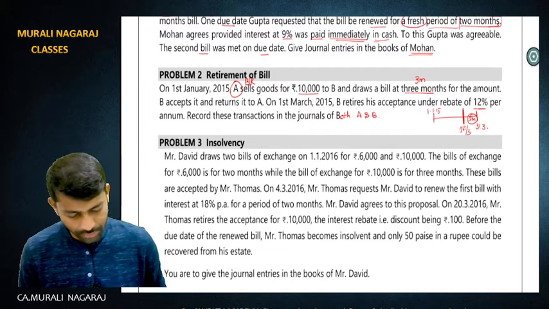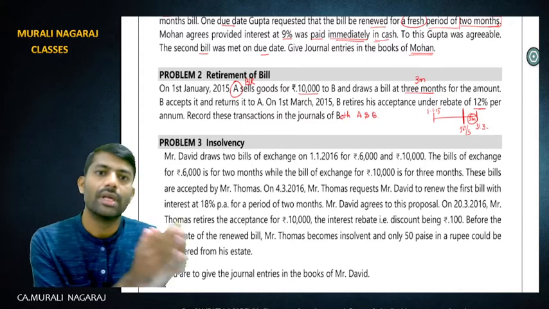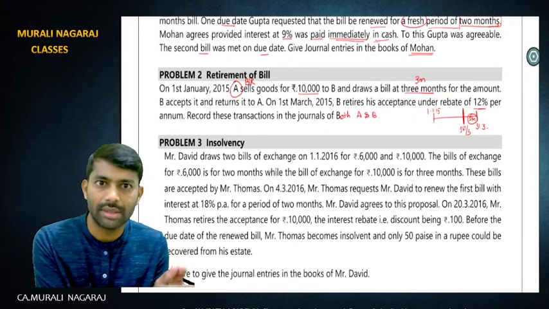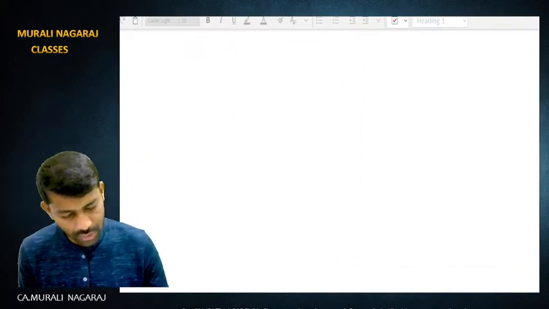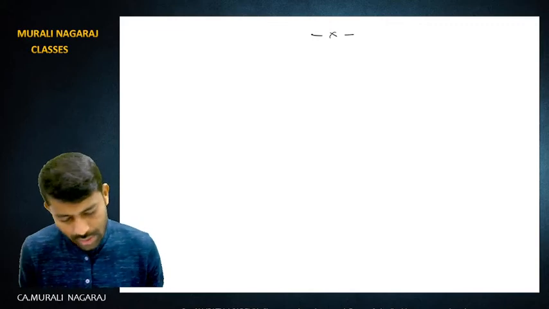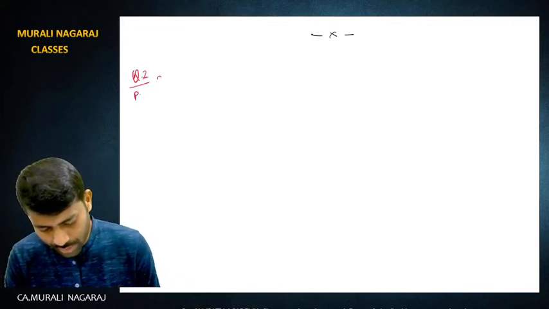So let's go. In the books of A, the bills receiver, as well as in the books of B, the bills payable, for both the books let us solve the entry. Question number 2, amount is 10,000.